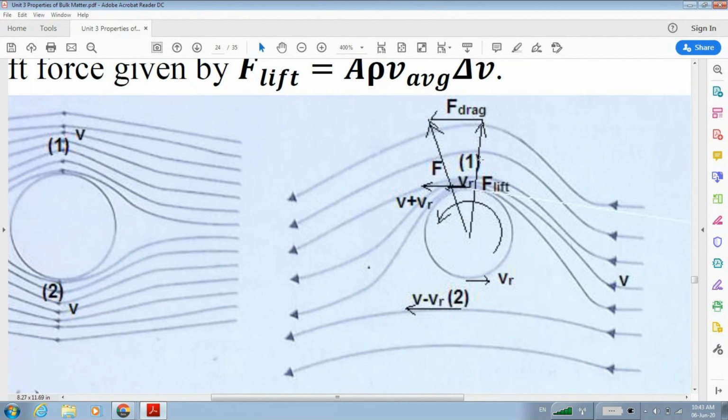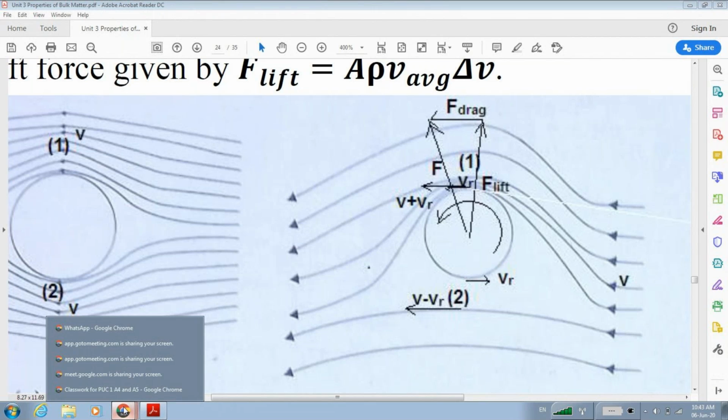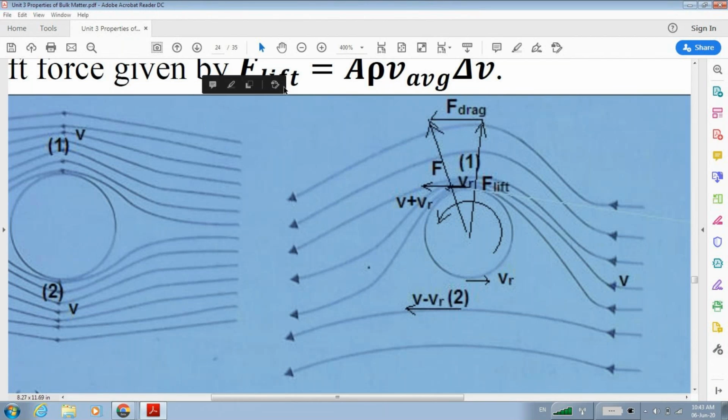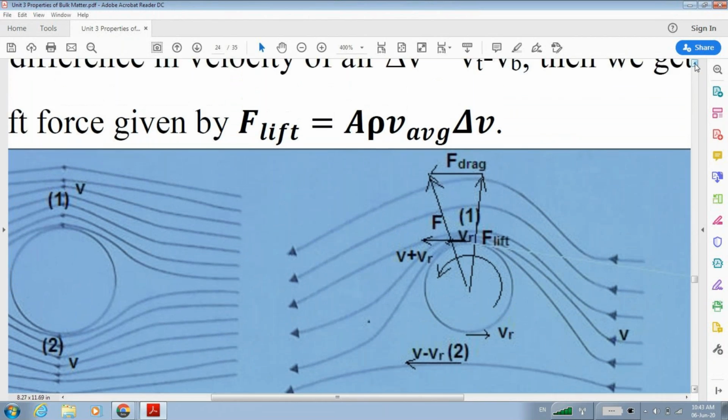So upwards, the pressure is less, and downwards, the pressure is more. So ultimately we get the pressure in the upward direction. We get the pressure to be in the upward direction, and like this, it is called the Magnus effect.